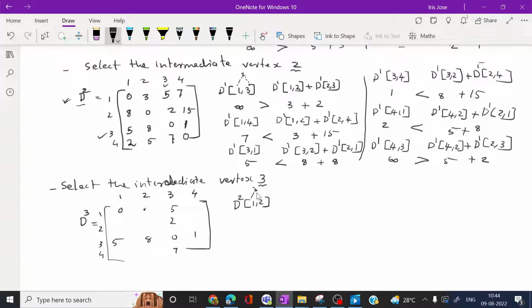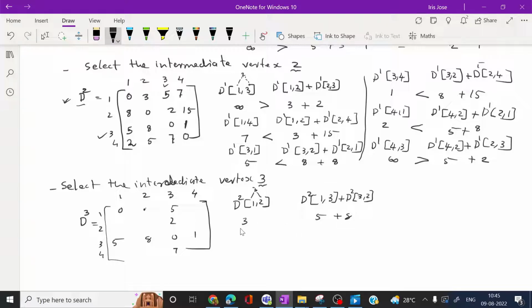So the distance through 3 we have to find out. So D2 1 to 2 is combined with D2 1 to 3 plus 3 to 2. So here this is 3. This is 5 plus 8.